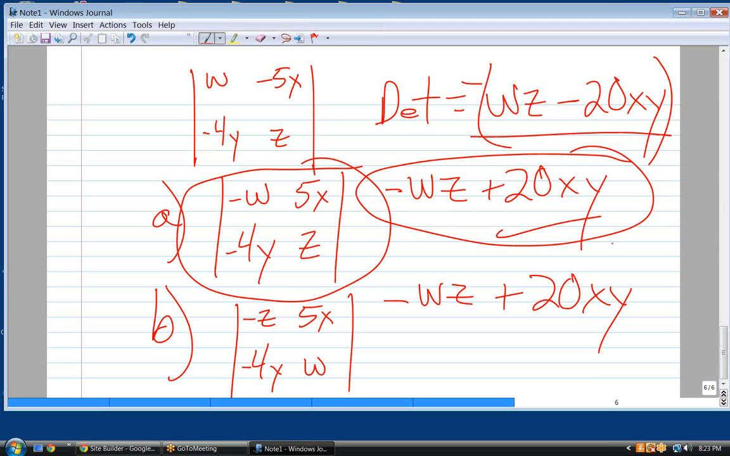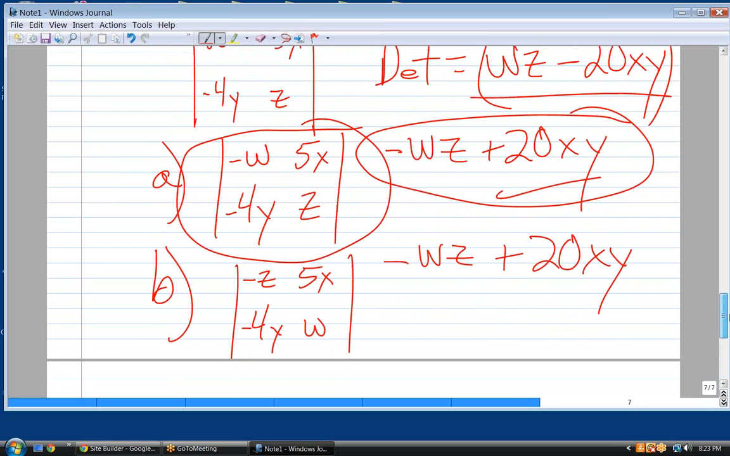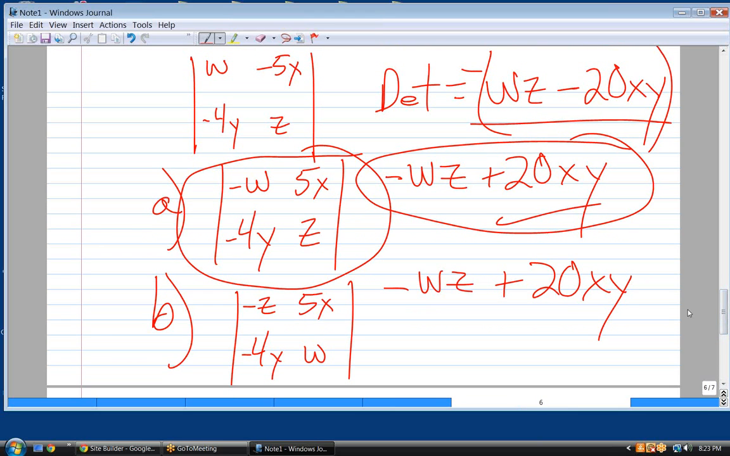Okay. And then if you had, like for B, if you had that, but you just had a negative on the outside of the matrix, would you just multiply the determinant by negative 1? Yeah. In other words, whatever the determinant is, put a negative sign in front of it. So actually, this is the negative of that determinant. In other words, this one is the negative of that one.